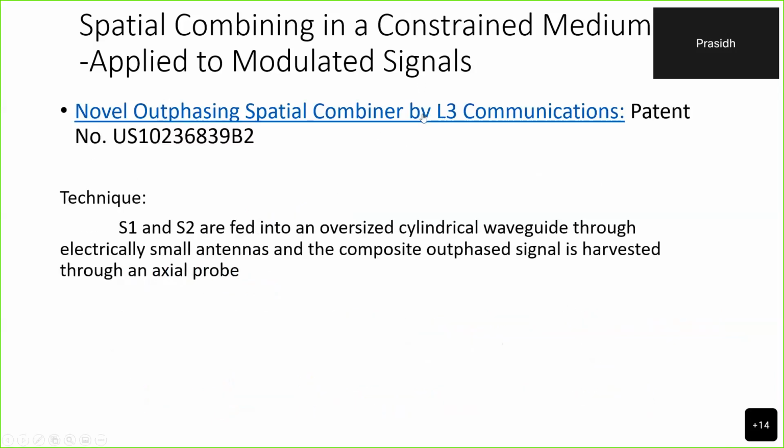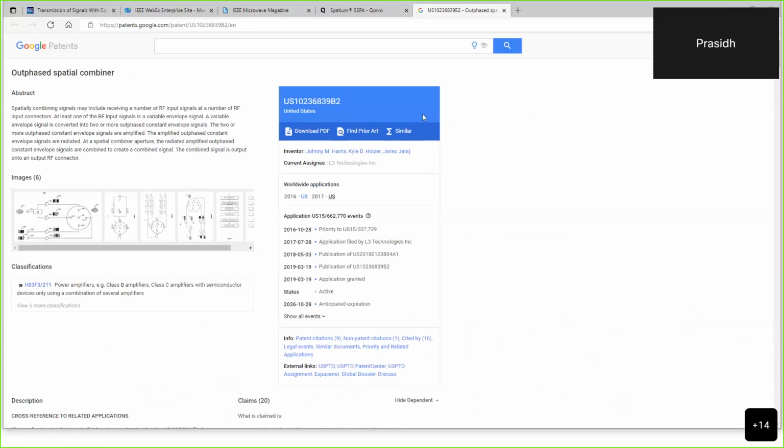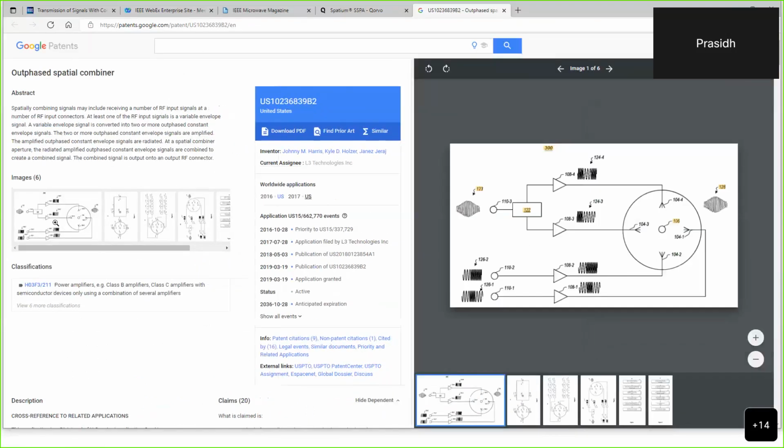So here is a patent by L3 Communications. If you see what they're doing, they're initially decomposing a varying envelope signal, or an envelope modulated signal, into two parts, S1 and S2. Now, they're applying the real part of S1 to one of the arms, basically to an electrically small antenna in an oversized waveguide, similar to what we saw with Spatium.